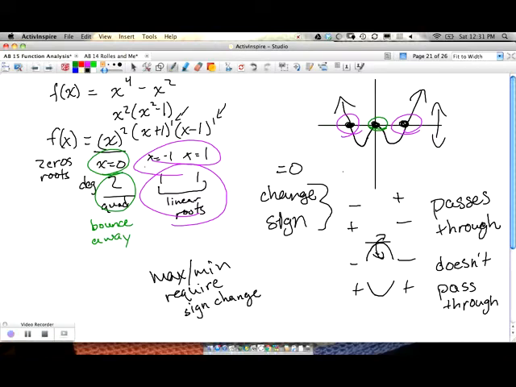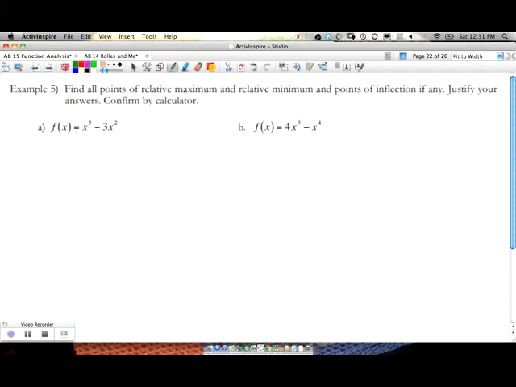So we're going to see how this helps us when we look at some of this analysis. Let's look at the first one. Right now we have x cubed minus 3x squared. The first thing we've got to do is look at critical values where f prime equals 0. So we have to start with f prime of x. F prime of x in this case is going to be 3x squared minus 6x to the first.